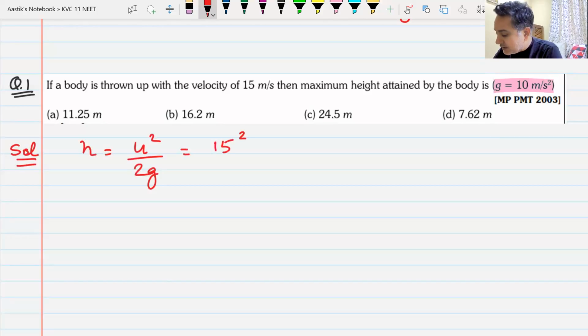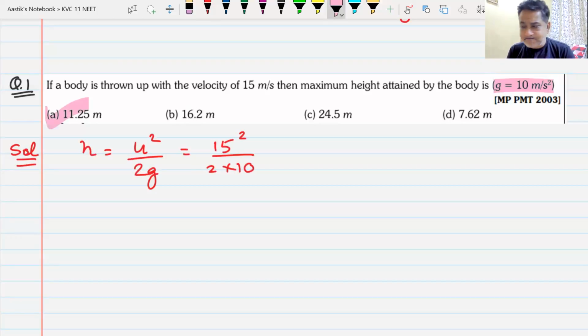15 square divided by 2 into 10. And comes your answer, my dear friend. 225 divided by 20, 11.25. Everyone got this answer? Yes or no? That brings us to the end of this session.